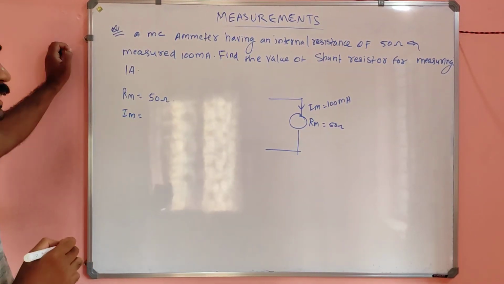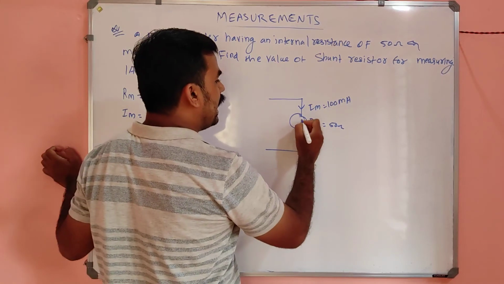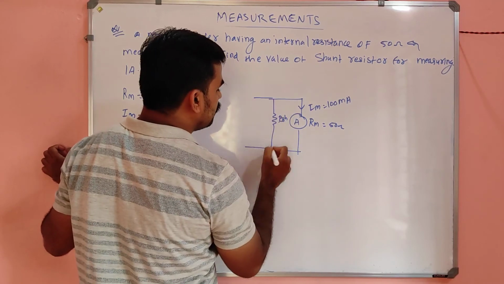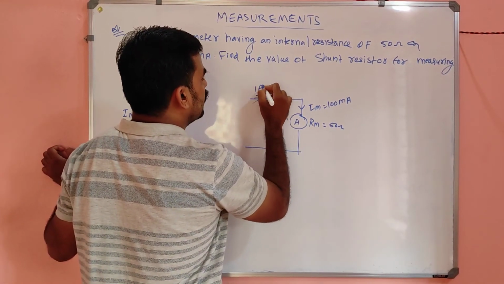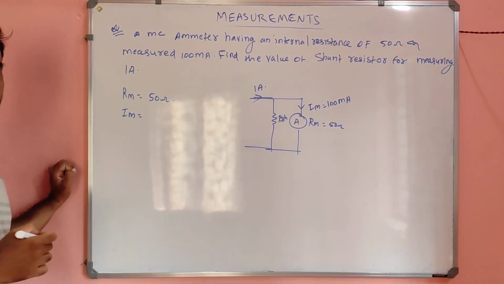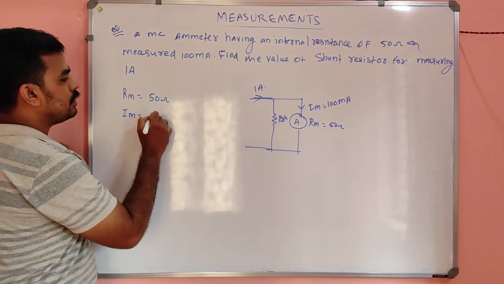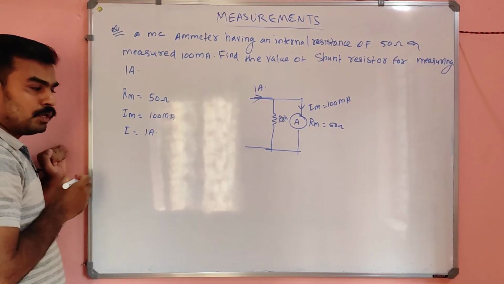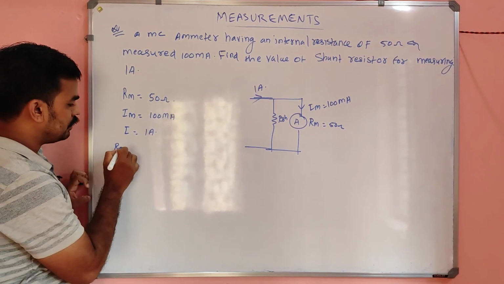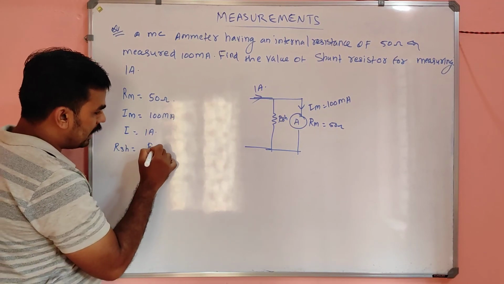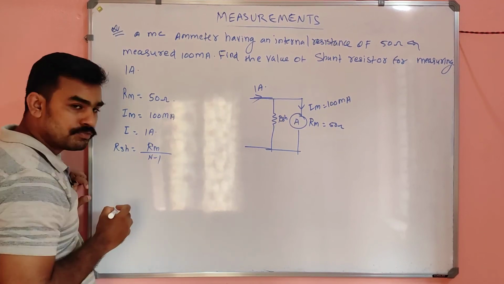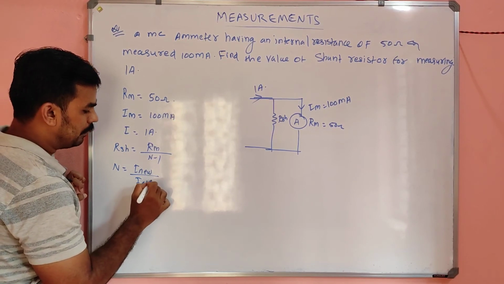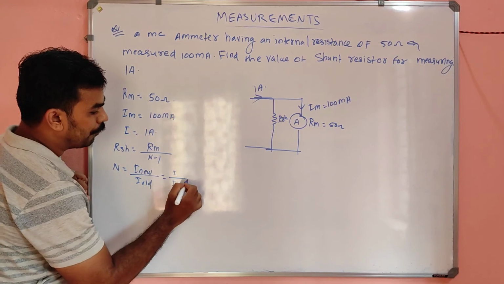So find the value of shunt resistor for measuring 1 ampere. If you add some resistance in parallel, that's called shunt resistance, then you can measure a larger current. That current is 1 ampere. So Im will be 100 milliampere, and I will be 1 ampere. So what will be the value of RSH? RSH is equal to Rm divided by n minus 1, and n is equal to I new by I old, or I by Im.